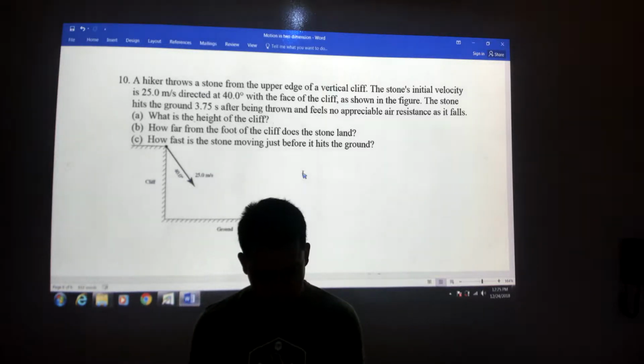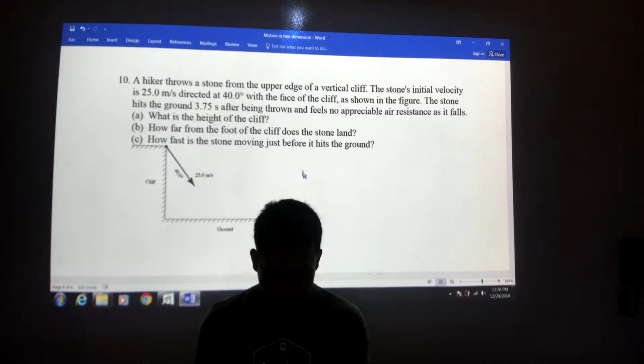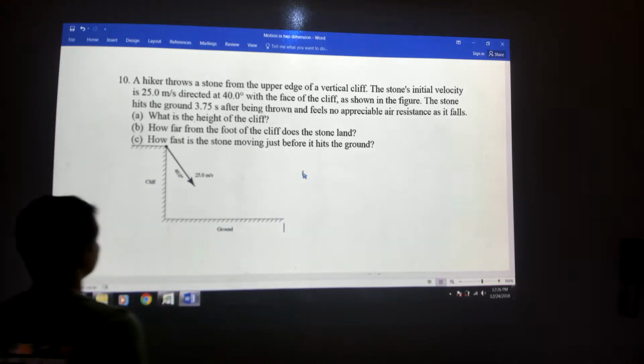So this problem is again related with the projectile. In this case, the object is thrown at an angle theta from a cliff with a certain velocity. You give it the time, and your task is to find out the height of the cliff and the horizontal range and what is the velocity. So let me explain this problem here.